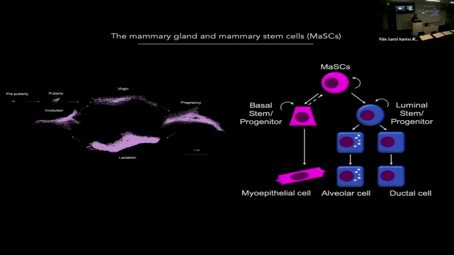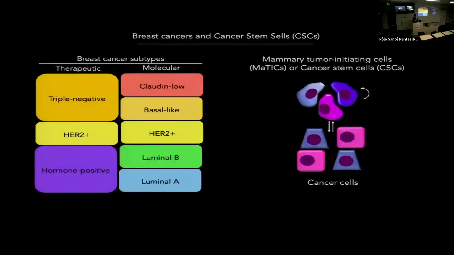In a similar manner to the development of the mammary gland, we know that the development of the different subtypes of breast cancers that are represented here, their development and recurrence post-therapy, rely also on a subset of cancer cells called tumor-initiating cells or cancer stem cells. And thus, understanding the basic biology of the mammary stem cells and cancer stem cells is of key interest in developmental and cancer biology. And this goal has driven our work over the recent years.